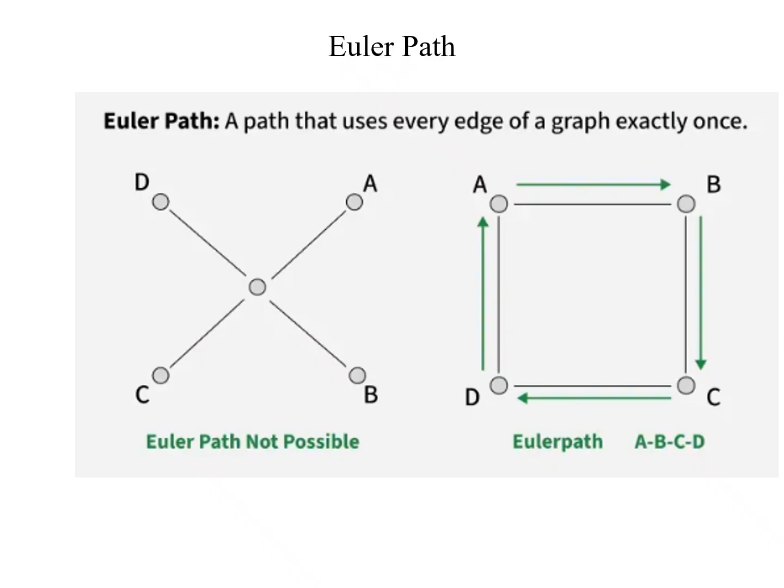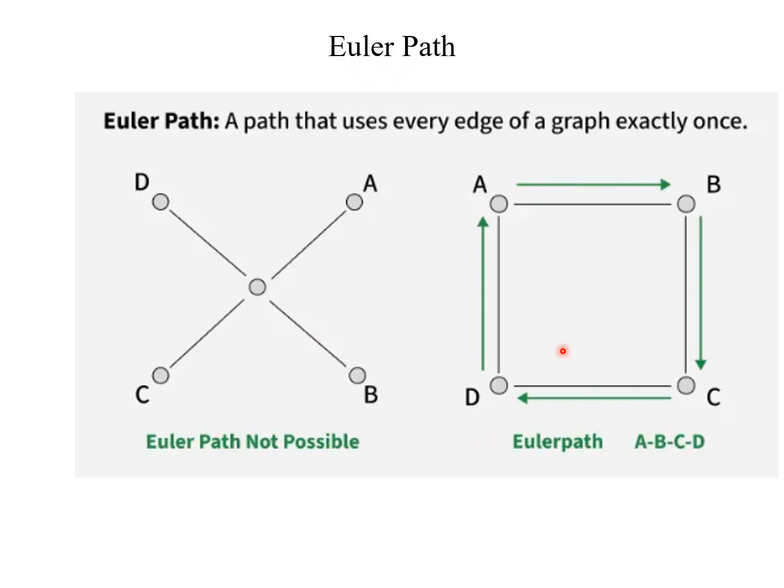Next, an example for the Euler graph. Let us see a simple example. We have four vertices A, B, C, D. The edges connect them, forming a square. Now let us check the degree of each vertex. The degree of vertex A is 2, vertex B is also 2, C is also 2, and D is also 2. All the vertices have the same degree and also even degree.